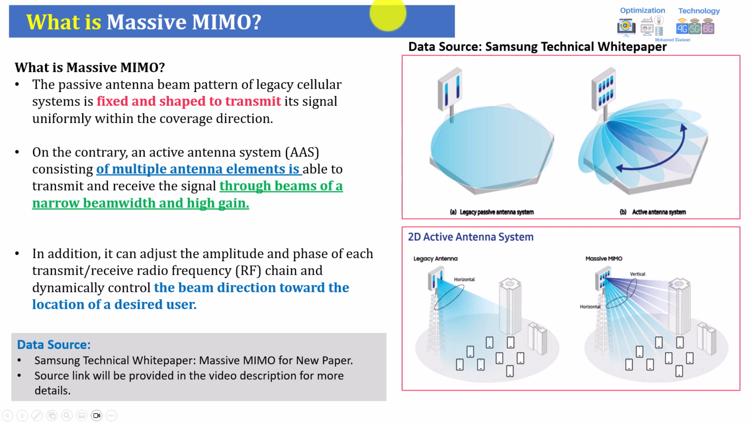The first part is what is massive MIMO. This was covered in the previous session. As we highlighted before, the legacy or traditional MIMO uses this kind of passive antenna, which, as you can see here, has a small number of transmitters and receivers. For example, a maximum of 8 transmitters and 8 receivers, or usually 4 and 4 or 2 and 2, with a few antenna elements. This resulted in a wide beam, which was fixed and shaped to transmit in a particular direction.